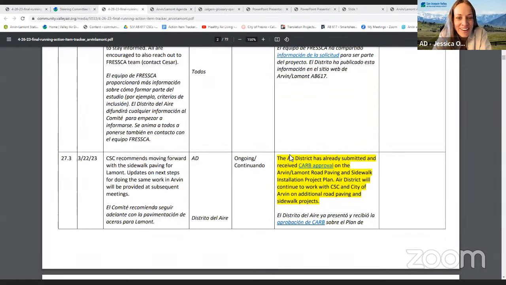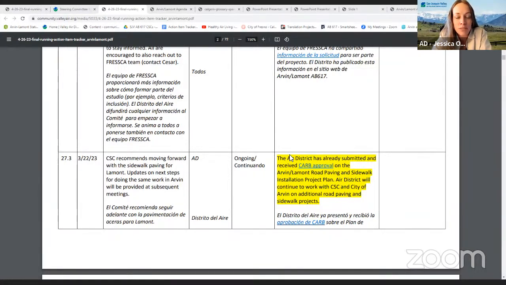Our next update for you all was really exciting. We made a lot of progress last meeting on our sidewalk paving discussion. It's not 100%, but it was about 50% of the decisions that needed to be made, which we all collectively agreed to and built consensus around.